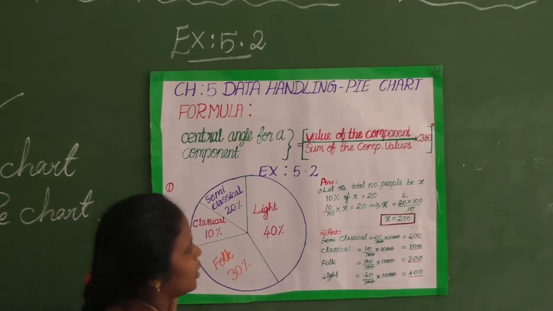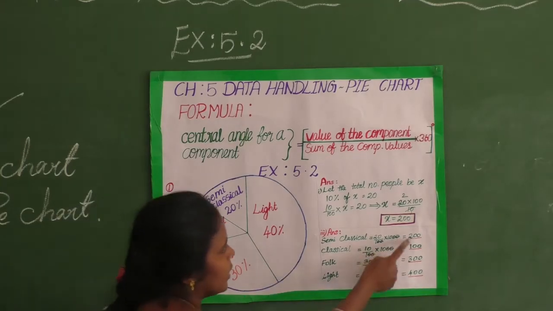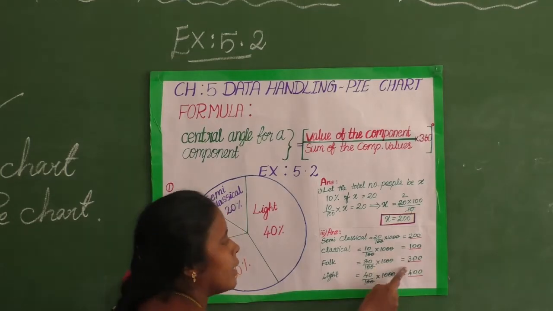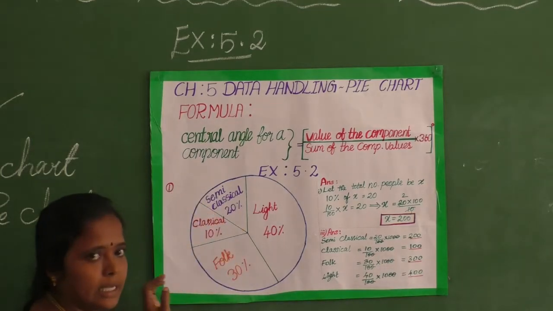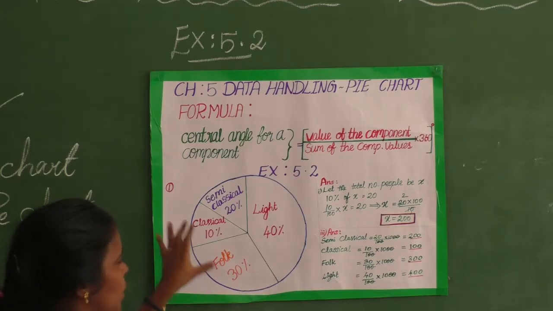If you add all, you will definitely get 1000. See, 200 plus 100, 300, 300 plus 300, 600, 600 plus 400, 1000. Clear? It is coming correctly. So what is the third question?